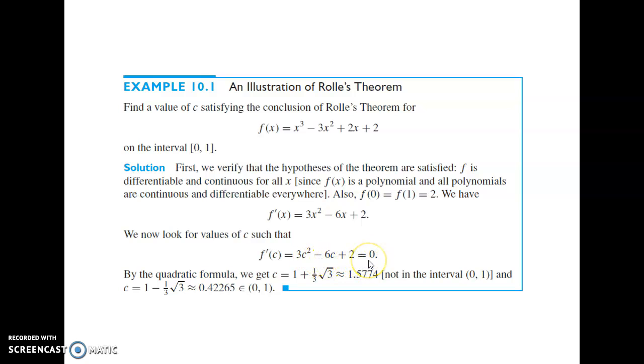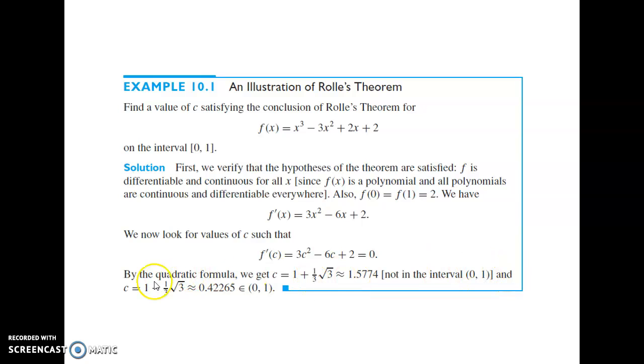Then I solve this. This cannot be solved by factorization, so I will use the quadratic formula. I will get two answers, 1 plus 1 by 3 root 3 and 1 minus 1 by 3 root 3. Then using the calculator, I find the value of c. It is 1.577. So this 1.577 is not in the interval 0 and 1. And as I told you, c must be between a and b. So since it is not in (a, b), this is not the value of c.